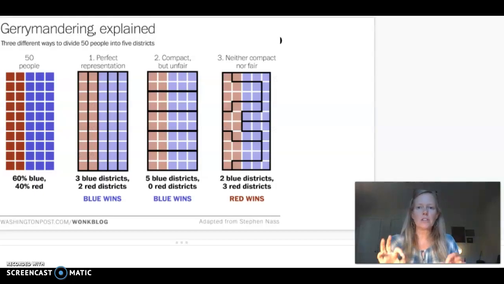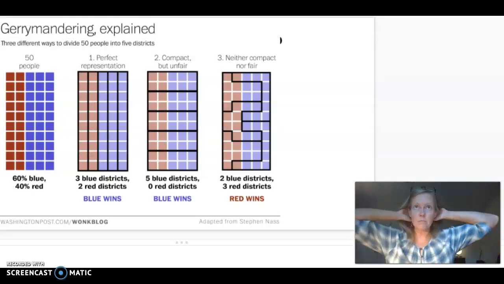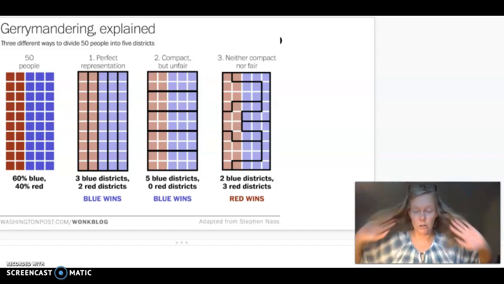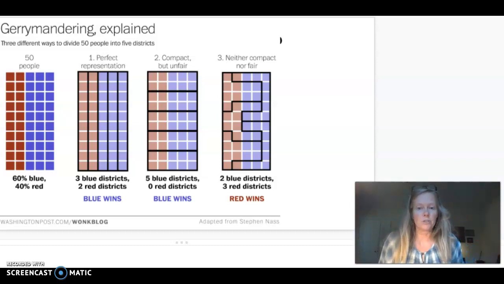So here's a little explanation of how gerrymandering works. And if you need more, by all means, go to YouTube and say, explain gerrymandering, because there are a lot of great videos out there. It can be a little bit complicated. So if you look at the blue and red, blue's Democrats, red is Republican. You can see from the one on the left that it's 60% Democrats, 40% red. So if this was a district of 50 people, the Republicans would lose, right?